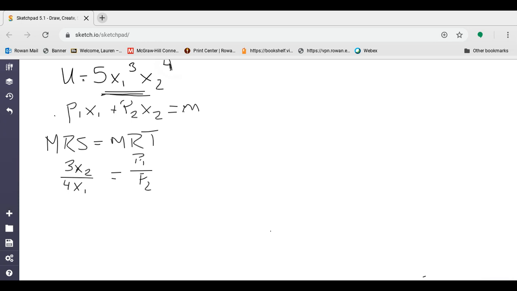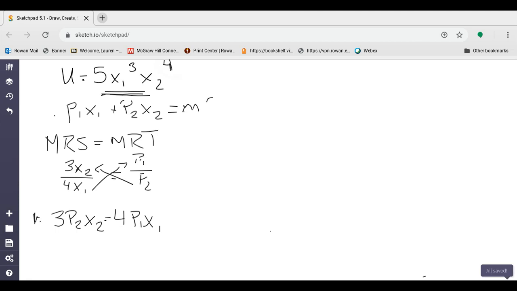Now we want to get it out of these fractions to make it much easier for us to work with. So we can cross multiply both of these. So we'd have 3p2x2 equals 4p1x1, right? So we have one equation here. I'll call it number 1.